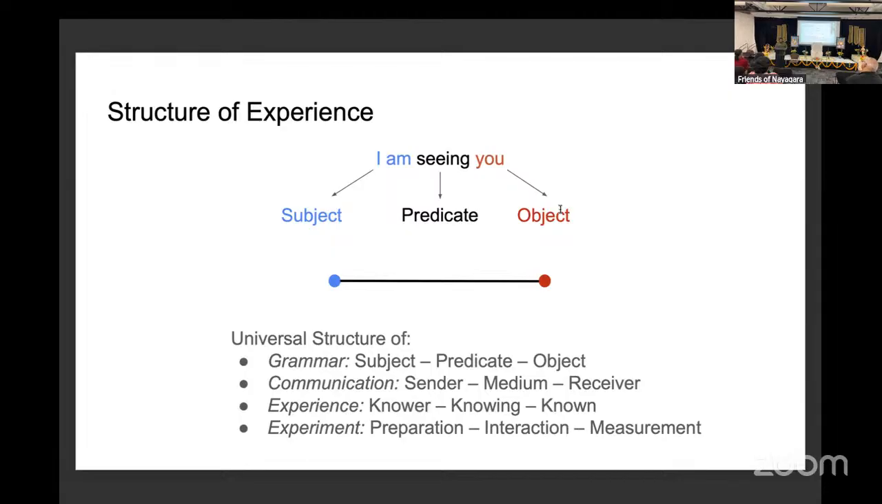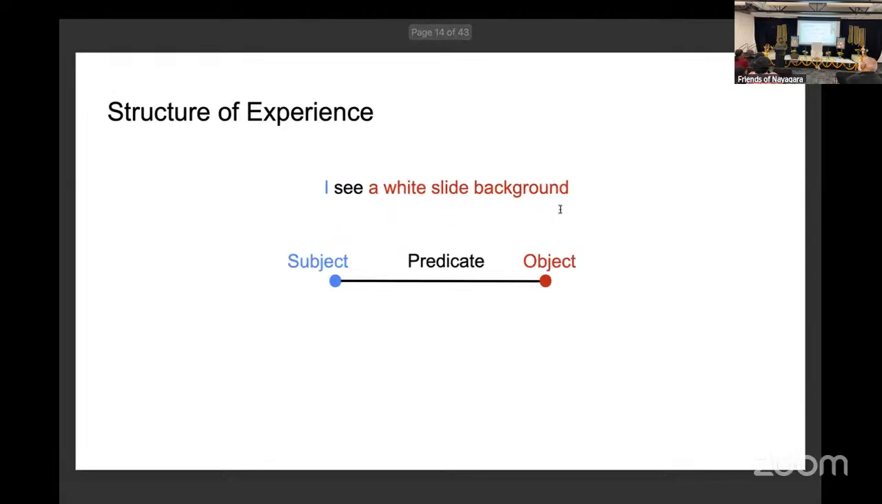Now let's take the other sentence, which was, I see a white slide background. This background is white. I see a slide background. It has some property, white, and I see it. Okay. This also follows the same structure.